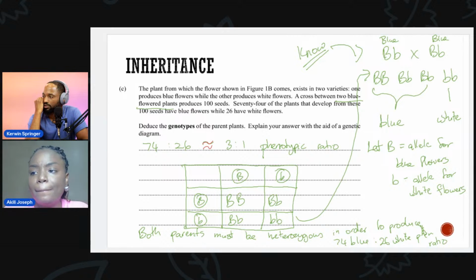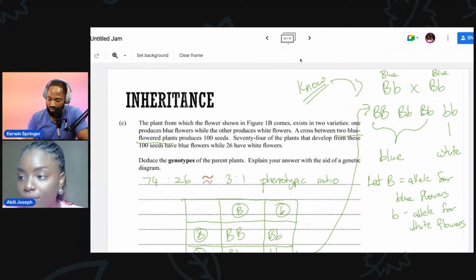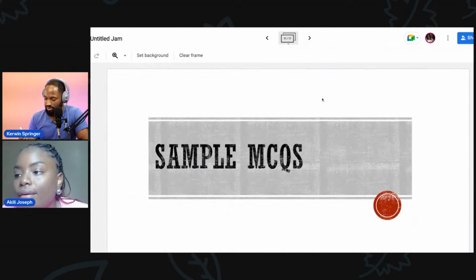We could change the slide, or we want to wrap. Let me jump into some multiple choice now.